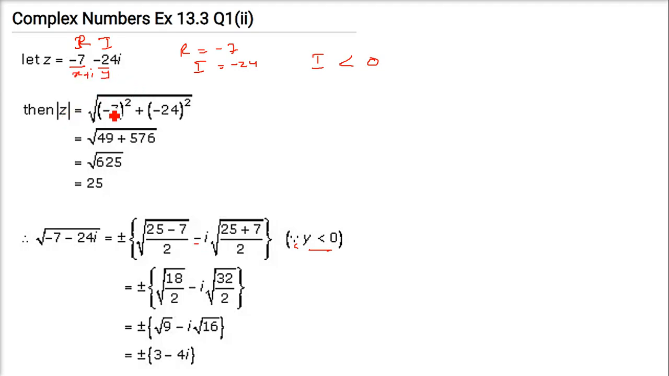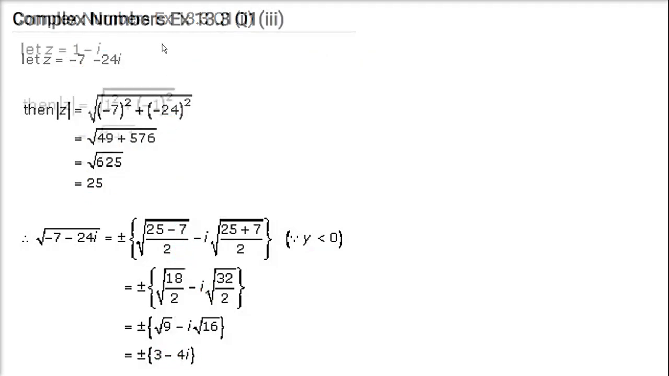Now mod z is minus 7 whole square plus minus 24 whole square. Take the under root, you get 25. Put it here in the formula. You get plus minus 3 minus 4i.